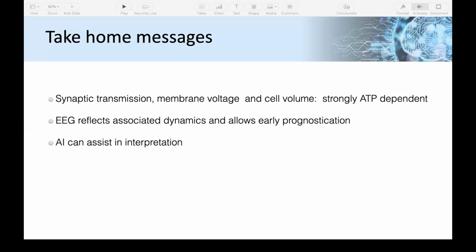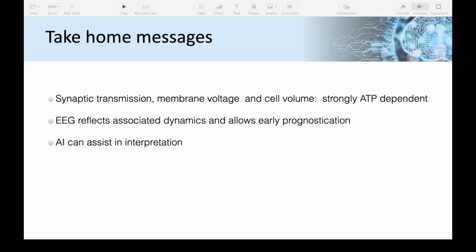So for instance, normal MRI scans will not exclude a poor recovery. EEG is extremely sensitive for ATP depletion, for oxygen depletion and glucose depletion, as it reflects the most sensitive process that is ATP dependent, which is the synaptic transmission. And also of those cells that are most sensitive, that is the cells in the cortex. Brainstem is much less sensitive for ATP depletion. And it allows not only to track the dynamics, but also to assist in the prognostication of these patients.